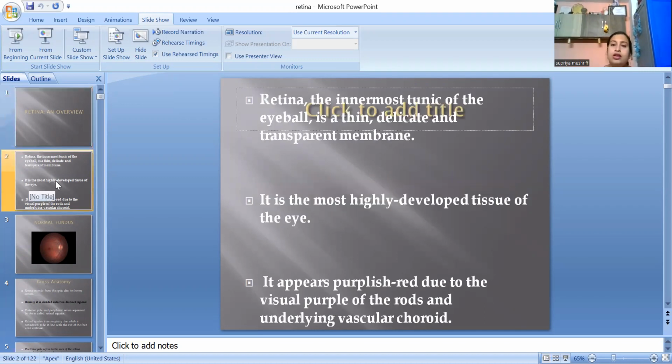It is the innermost tunic or layer of the eyeball, which is a thin, delicate and transparent membrane. It is mostly a highly developed tissue of the eye. It appears purplish red due to the visual purple of the rods and the underlying vascular choroid.